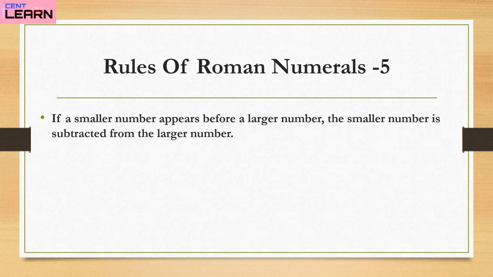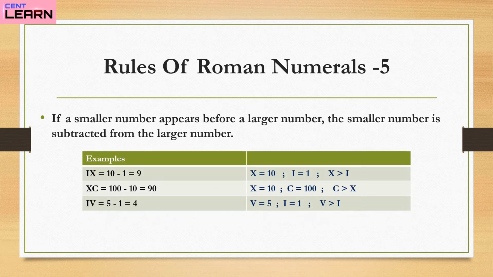If a smaller number appears before a larger number, then the smaller number is subtracted from the larger number. So IX, X is equal to 10 and I is equal to 1. So here the smaller number I is appearing before the larger number X. So the smaller number will be subtracted from the larger number, that is 10 minus 1 is equal to 9. Similarly, XC is equal to 100 minus 10 is equal to 90. IV is equal to 5 minus 1 is equal to 4.